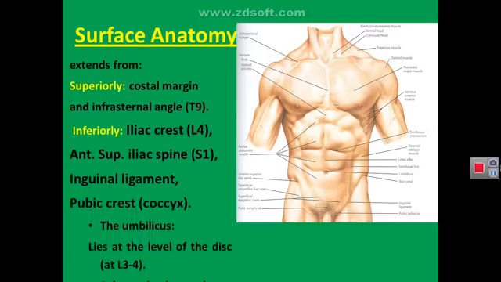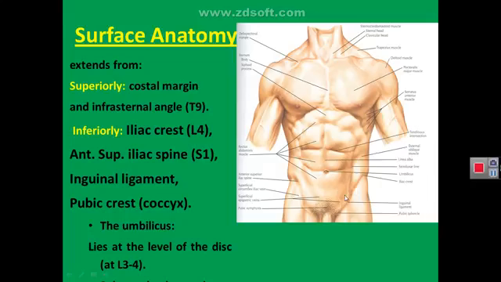Therefore, if we want to have some points on surface anatomy of the anterior abdominal wall, we have to say that the anterior abdominal wall is limited above by the costal margin, which is the 7, 8, 9, 10 costal cartilage, and also by the infrasternal angle that contains the xiphoid process. This angle is at the level of the T9 vertebra. This is the superior boundary of the anterior abdominal wall on surface anatomy: costal margin and the infrasternal angle.